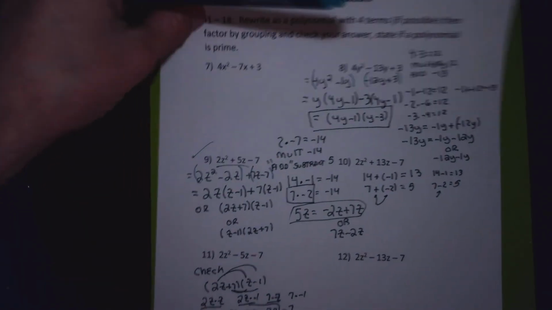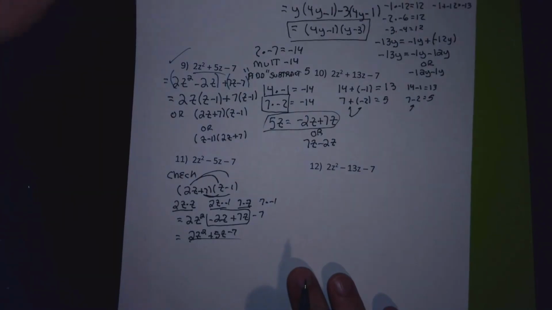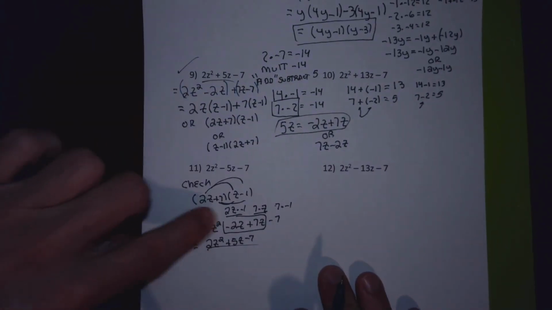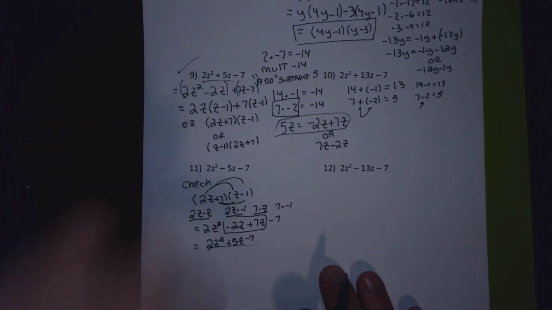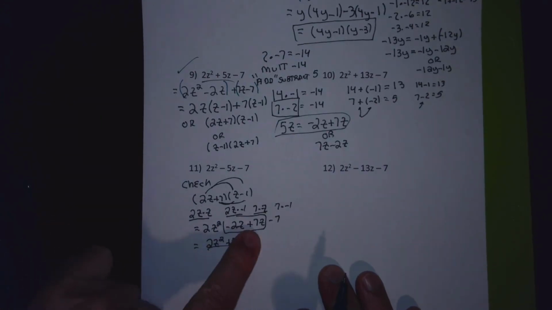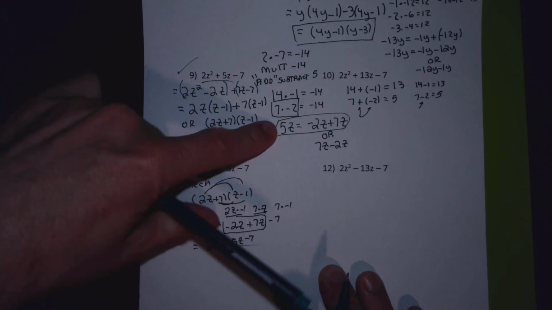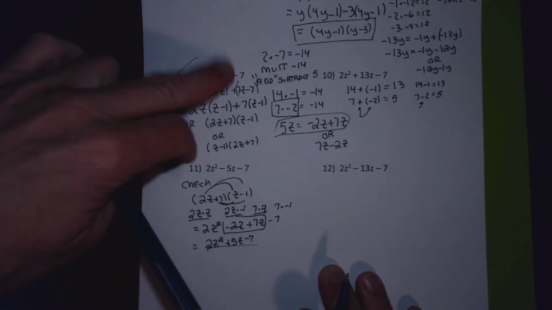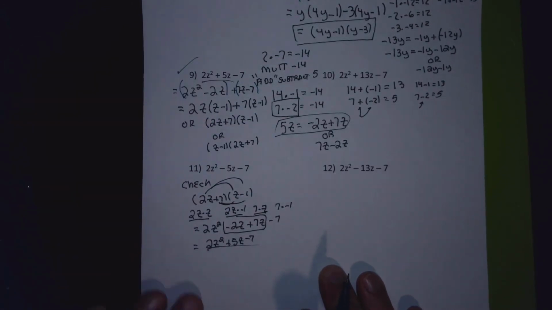Oh, you could run off the screen, sorry. I did the foiling here. 2z times z, 2z times negative 1, 7 times z, 7 times negative 1. The 2z times negative 1 and the 7 times z give me that pair of terms, so those give me the 5z. This matches the original perfectly. We'll move on to 12.